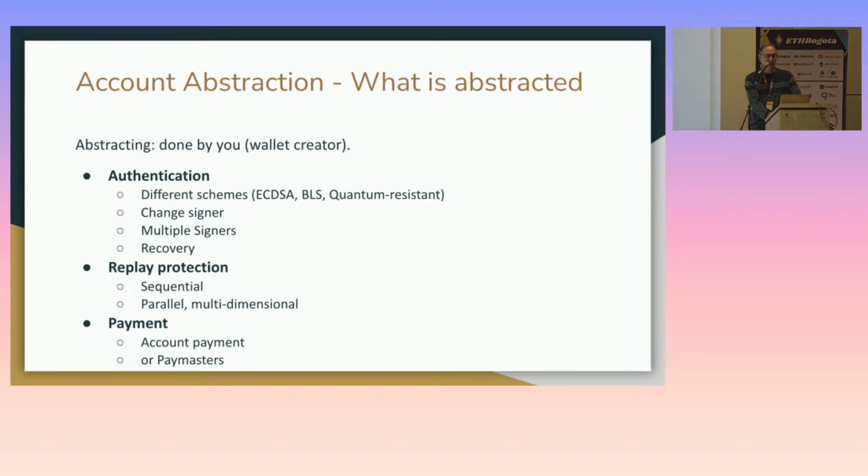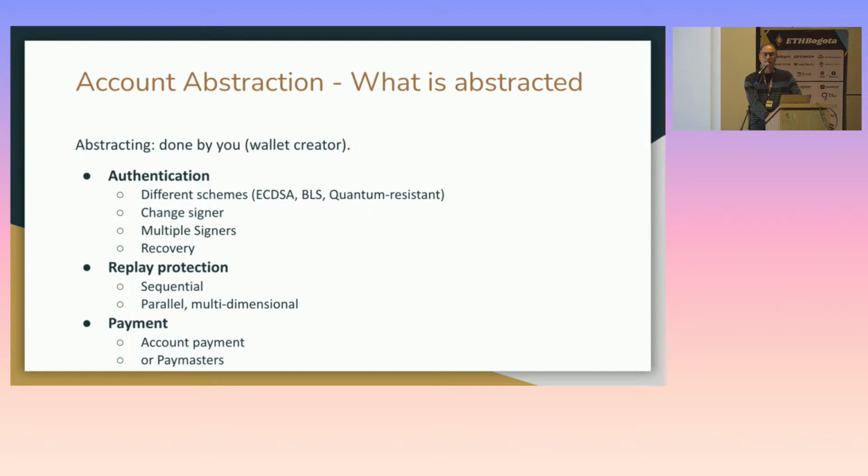Except for using a different scheme, it can be used to change the signer. You're not bound to this signer address. The signer is separate from the account itself. You can use multiple signers and access roles, whatever, and you can do a recovery. A lot of features you can do for authentication.